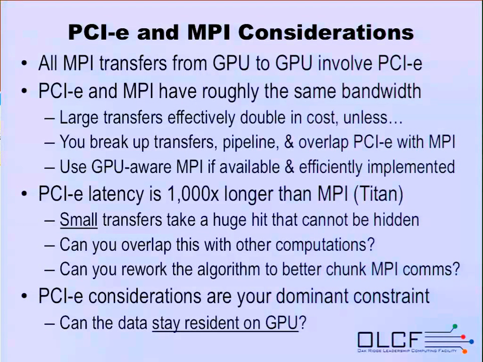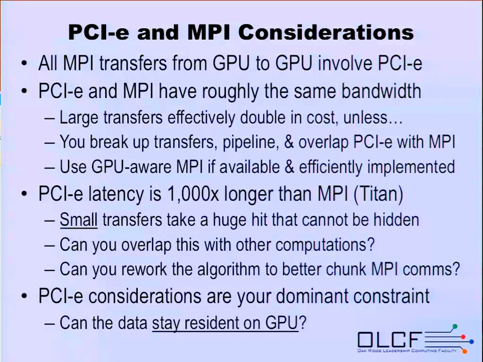Unfortunately, if you're just mindlessly pumping data through and you're not staging it and pipelining it, it's going to double the cost of transfer. So you want to break up your large transfers, you want to pipeline them, and you want to overlap these two as much as possible. Or just use GPU-aware MPI if they can do it for you. That's always nice. But the latency is 1,000 times larger than MPI, on Titan anyway. And I think that's probably true on most supercomputers. I'm pretty sure the Argonne latency is pretty nice on MPI. So be aware of your latency for PCI Express; you don't want to do a lot of small transfers.